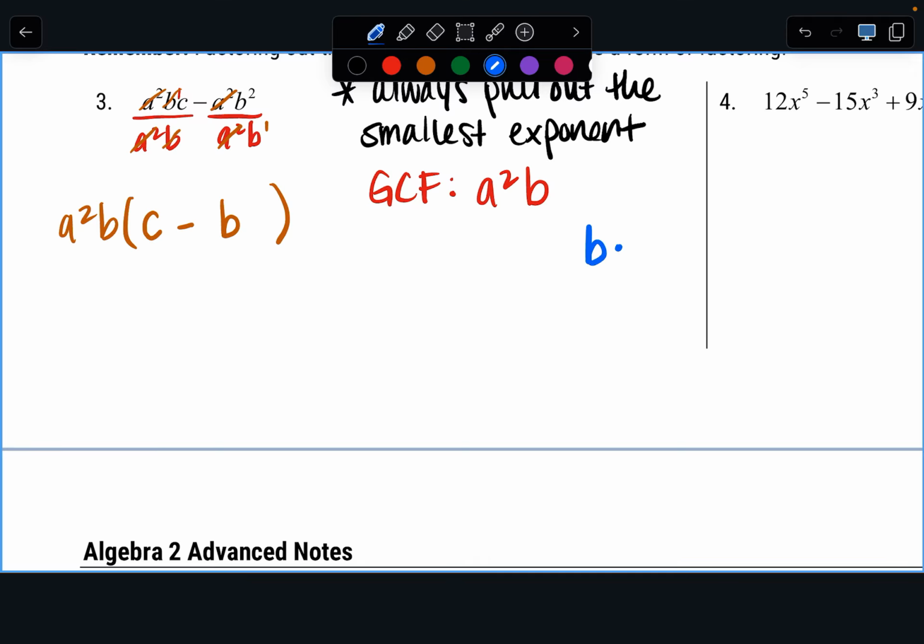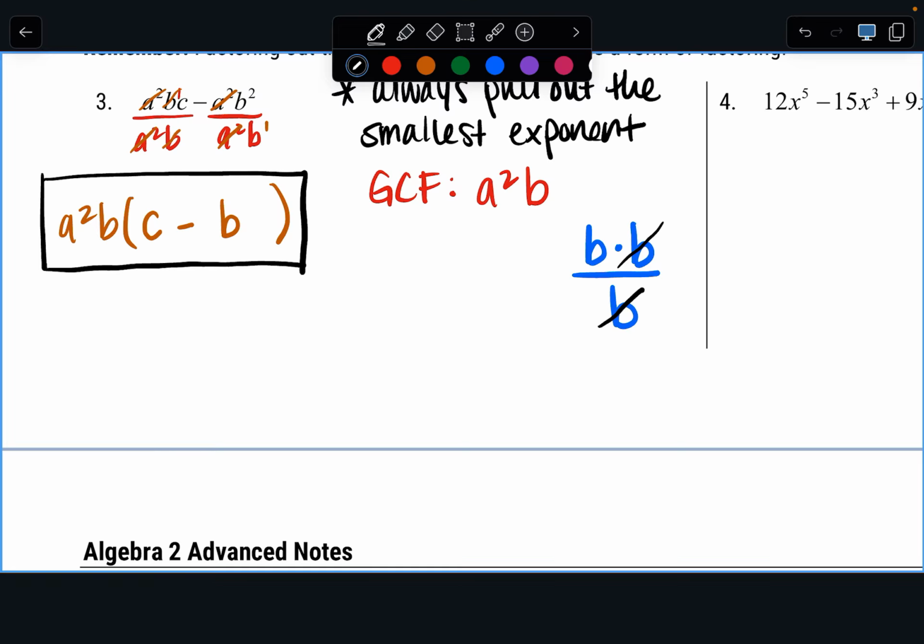B to the power of 2 is 2 B's, B times B. B to the power of 1 is a single B. So you can only take out 1 for 1. That is why this goes away and I'm still left with the single B in the parentheses. So my final answer is A to the power of 2B with C minus B left over.